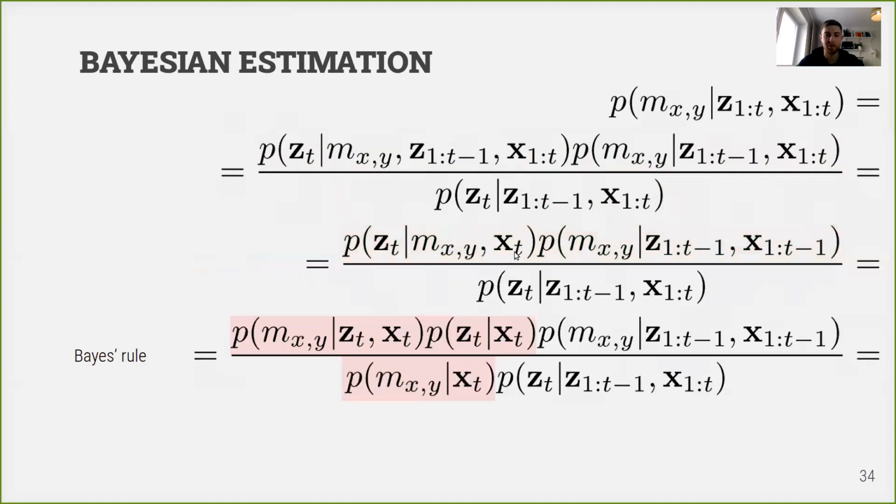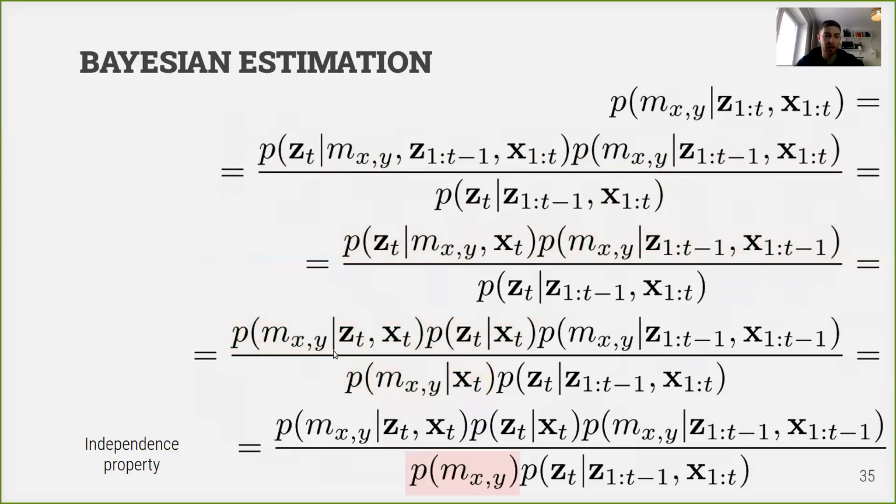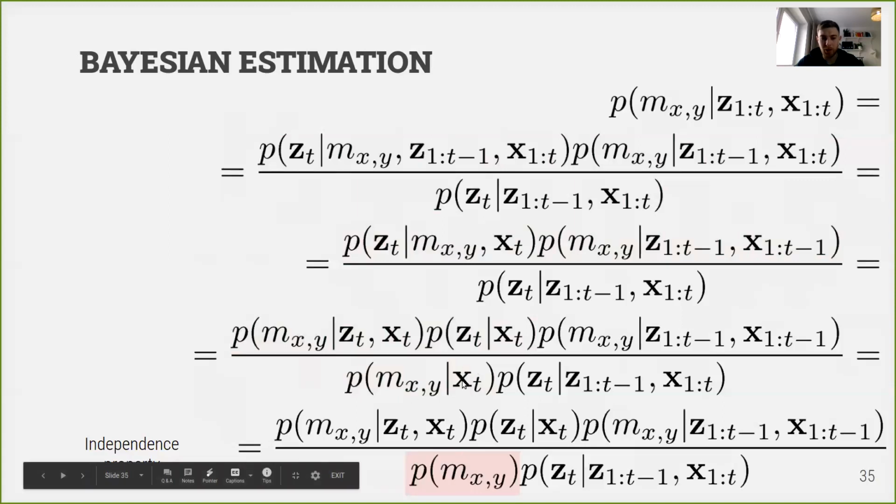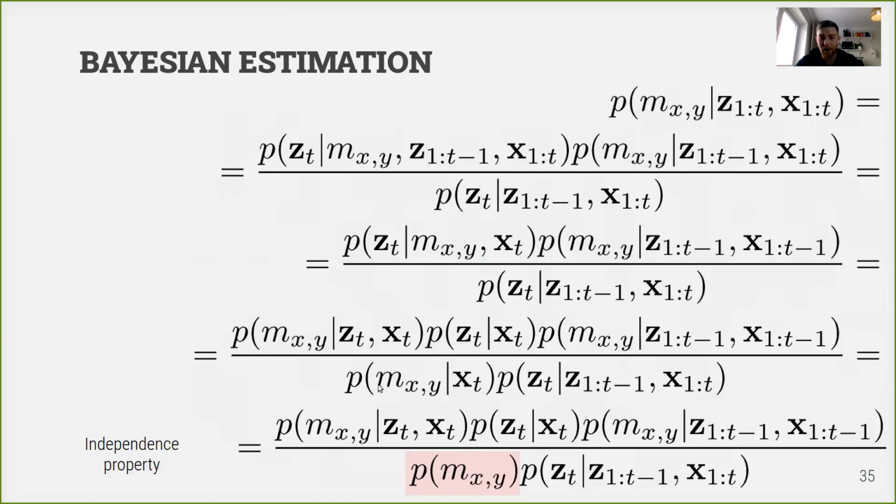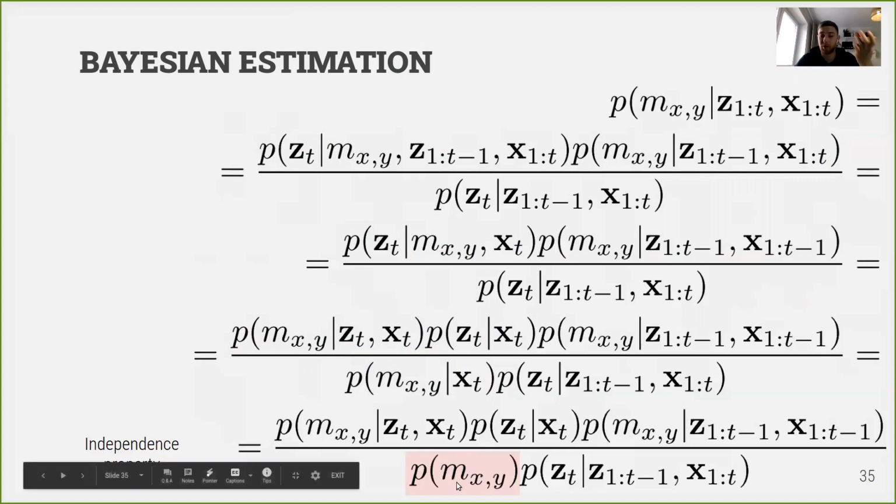Then we again use Bayes rule here, and we know that map is independent of pose here, which is called independence property. So our value of probability of the cell of map doesn't depend on pose. Of course, map exists without our robot. Doesn't matter where our robot is. Map still has some probability.